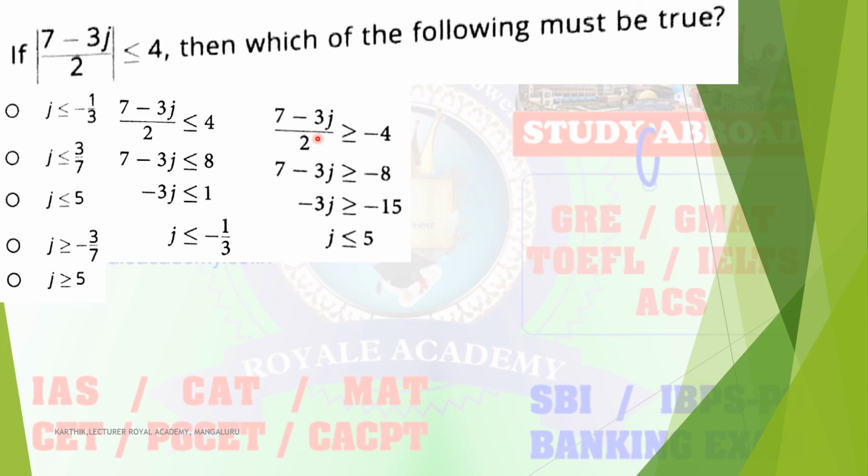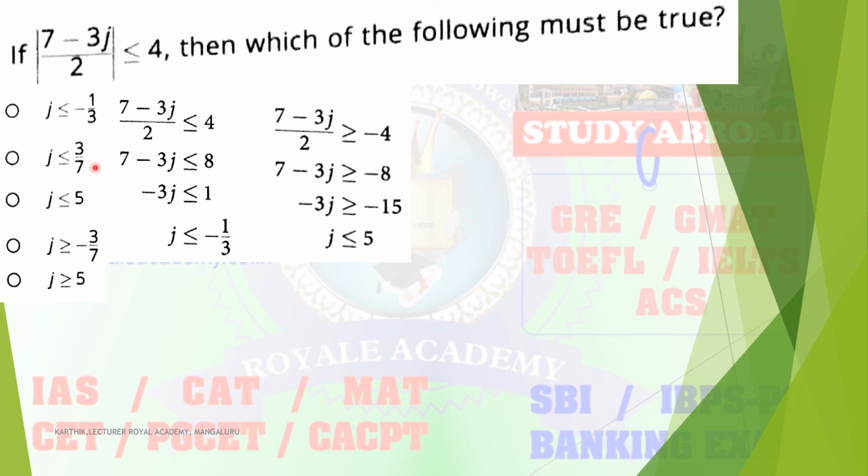And one more way you can tell, because it is a mod answer, so minus 4, 7 minus 3j divided by 2 is greater than or equal to minus 4. So minus 4, right? This expression is greater than minus 4. Here also the same: 4 to the 8 minus 8 minus 3j is greater than or equal to 15. So j is less than or equal to 5. So this is exactly different, so this is not possible.